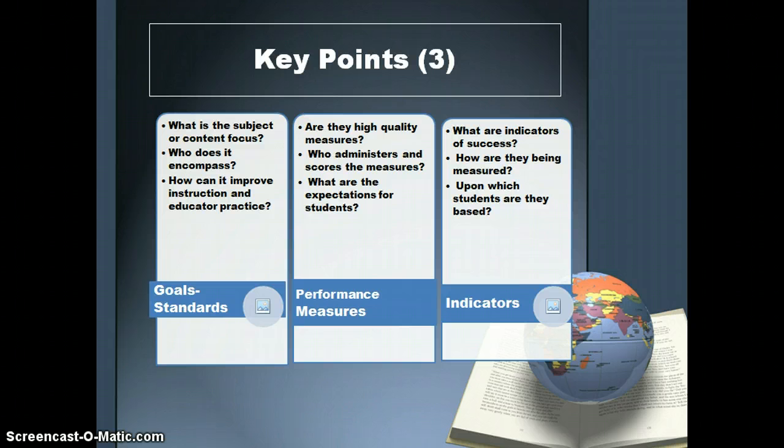Or in other words, what is the subject or focus of your SLO? What does it encompass? And a piece that's real important is to consider how it can improve your instruction and your practice. This is where we can tie the SLOs into the action research. Are the performance measures of high quality? Consider who administers and scores those, and what are the expectations for students. How will you know if the students meet your goal, and which students will you be targeting? For the first year of SLOs, we ask that you select one class and one goal.